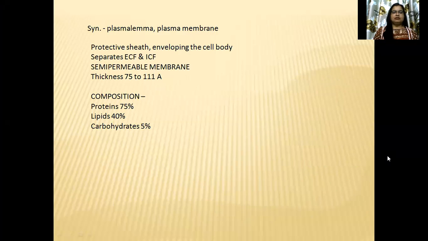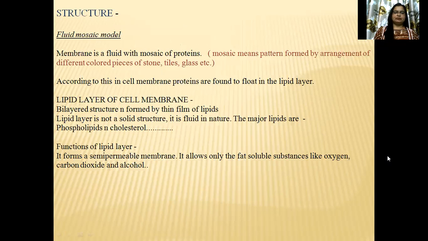Cell membrane, synonyms plasma lemma or plasma membrane. It is a protective sheet enveloping the cell body. It separates ECF and ICF. It is a semi-permeable membrane. Its thickness is about 75 to 111 Armstrong. Composition: 75% proteins, 40% lipids, and 5% carbohydrates.